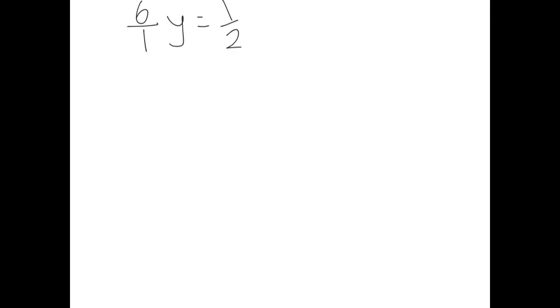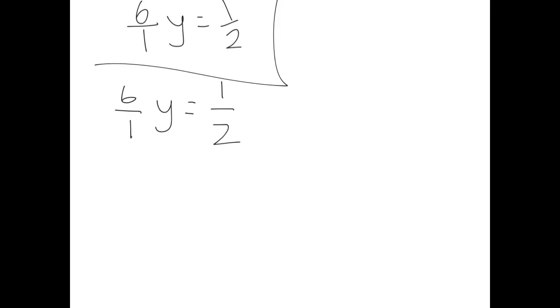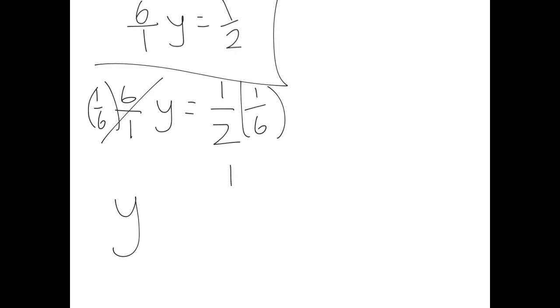So first we're going to rewrite the problem. And then you're going to do the same thing that you did on the last one. So you're going to change 6/1 to 1/6, and you're going to multiply that to each side. This cancels itself out, so you're left with y. So then you do 1 times 1, 2 times 6. And this is going to equal 1/12. So y is going to equal 1/12.